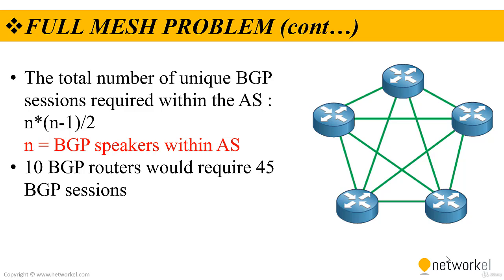For example, the total number of unique BGP sessions required within the AS can be calculated using N(N-1)/2, where N is the number of BGP speakers within the AS. So let's say you have 10 BGP routers. That means 10 times 9 divided by 2, so you need 45 BGP sessions for only 10 BGP speakers.